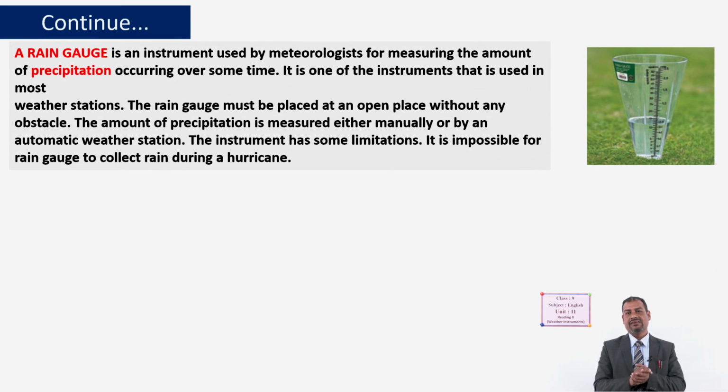Then again another weather instrument, that is rain gauge. So let me read first and again you will read it. A rain gauge is an instrument used by meteorologists for measuring the amount of precipitation occurring over some time. It is one of the instruments that is used in most weather stations. The rain gauge must be placed at an open place without any obstacle. The amount of precipitation is measured either manually or by an automatic weather station. The instrument has some limitations. It is impossible for a rain gauge to collect rain during a hurricane.